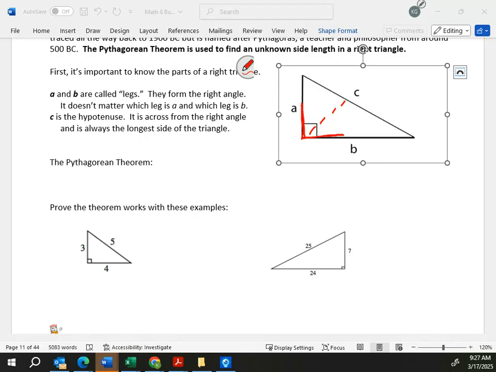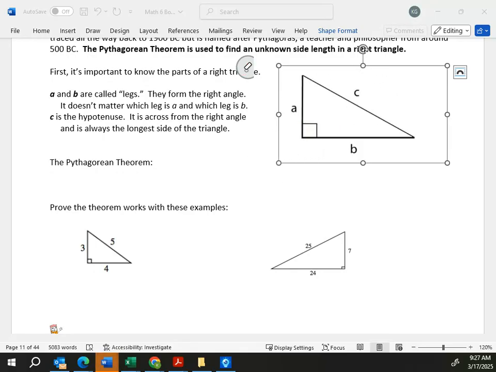That's the hypotenuse, the C. So A and B are the legs. They make our right angle. And then C is the line that's directly across from the right angle. That's the hypotenuse. Important to know the letters, also important to know their names. So A squared plus B squared equals C squared is leg squared plus leg squared equals hypotenuse squared.